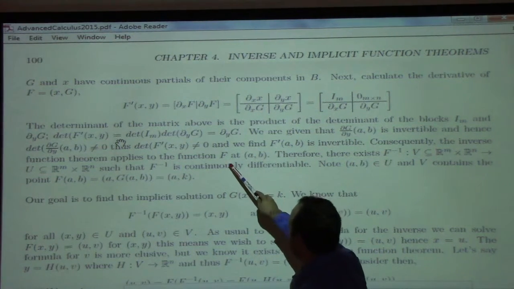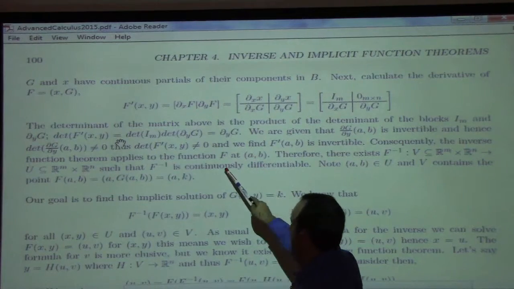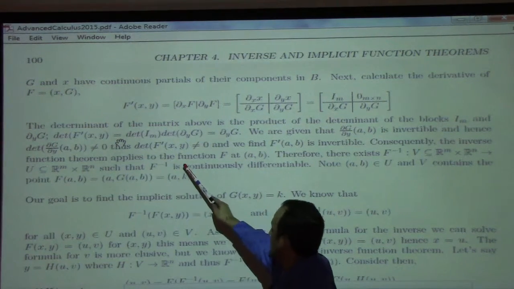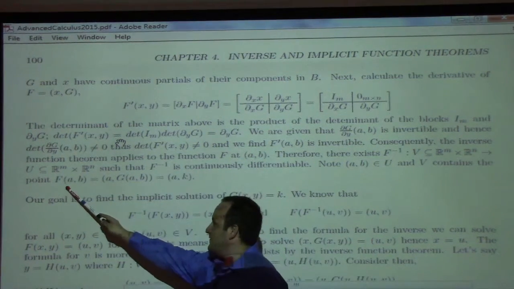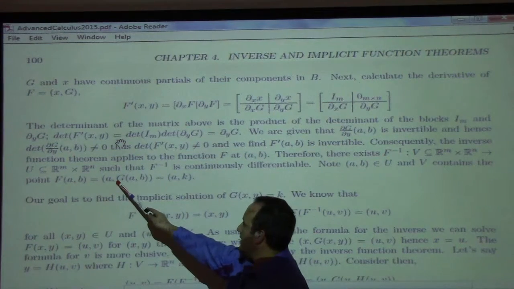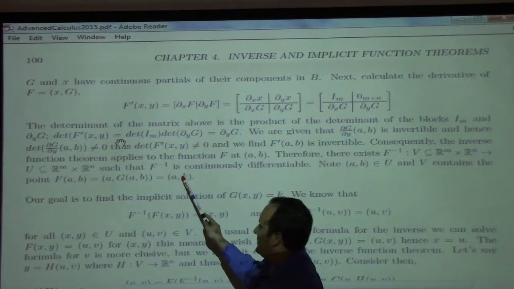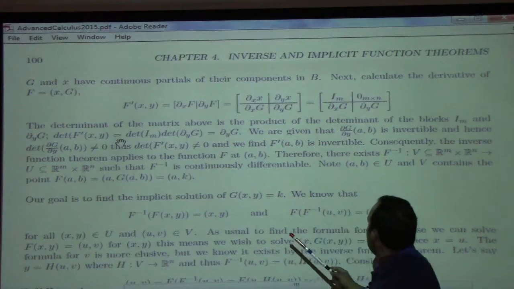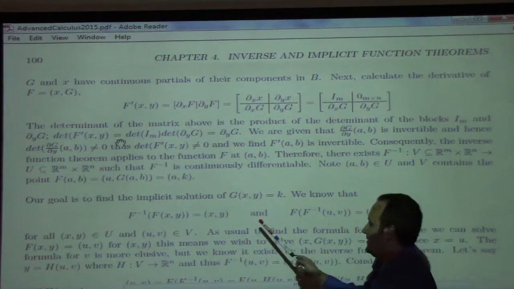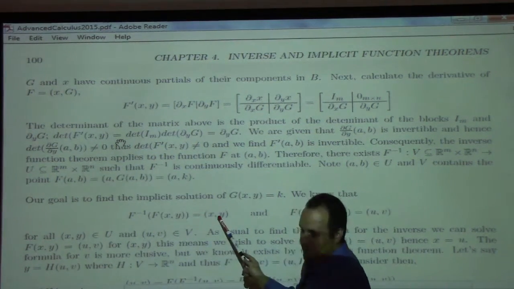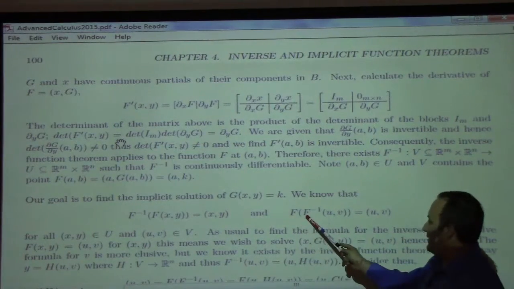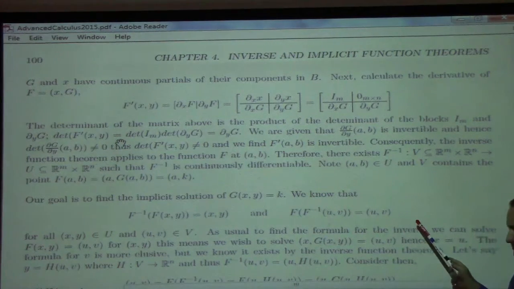So the inverse function theorem applies to the function at the point (a, b). That means I can find an inverse function which is continuously differentiable such that f of (a, b) is equal to (a, g of (a, b)), which is equal to (a, k). Well, here's more to the point. F inverse of f of (x, y) is equal to (x, y). And on the other hand, f of f inverse of (u, v) is equal to (u, v).